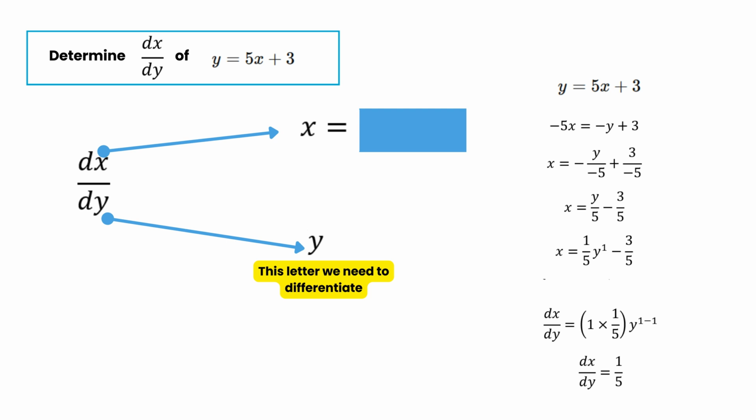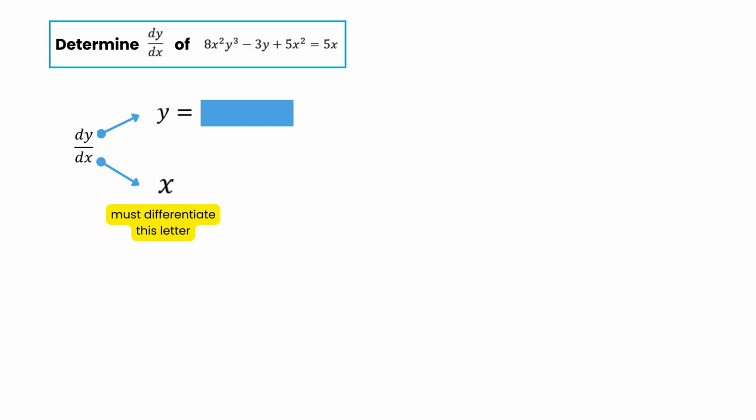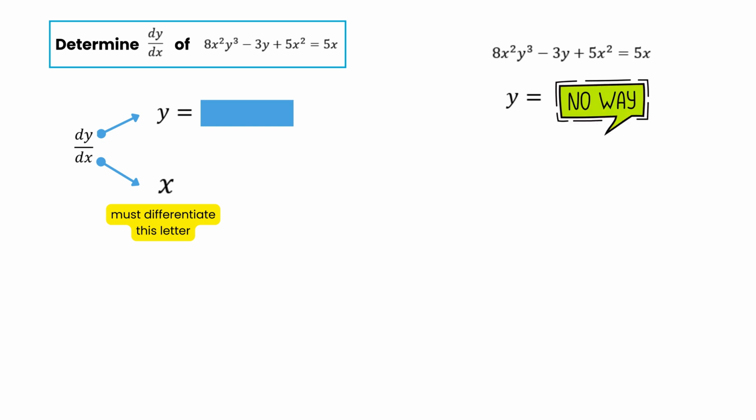But what happens if we can't rearrange the equation so that the variable we want as the subject stands on its own? Let's look at the next example. In this example, they ask us for dy over dx, which means we need to make y the subject of the equation, get y on its own, and then differentiate with respect to x. But if we take this equation and try to isolate y using ordinary algebra, we find it isn't possible to get y alone. So what do we do?